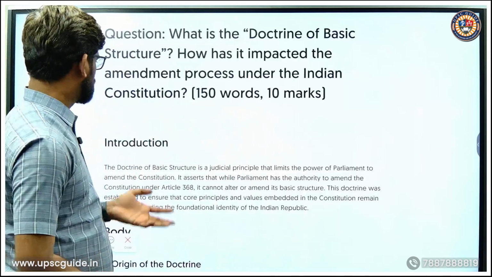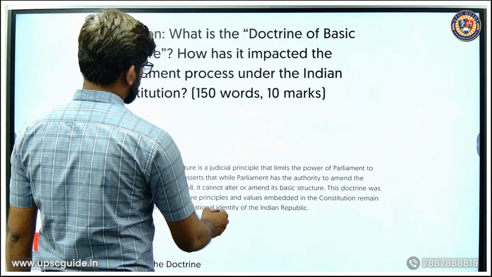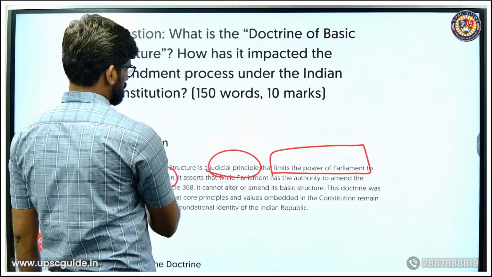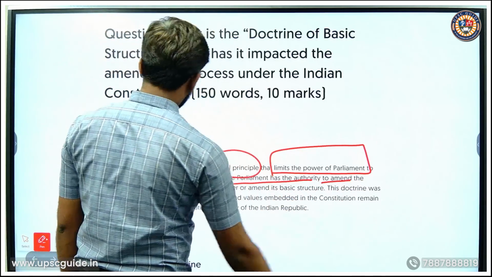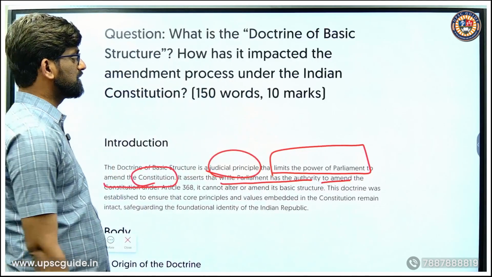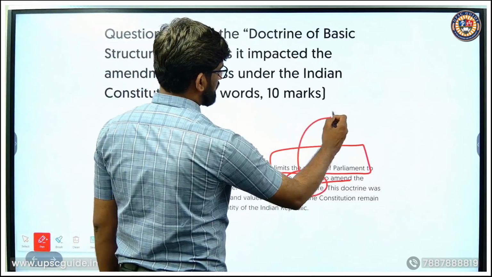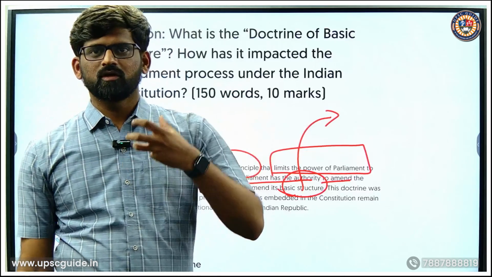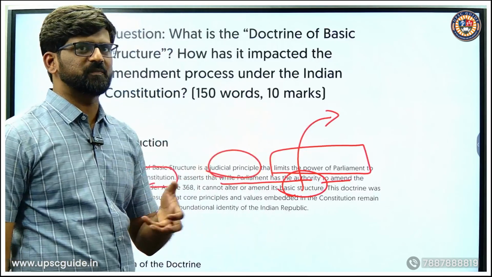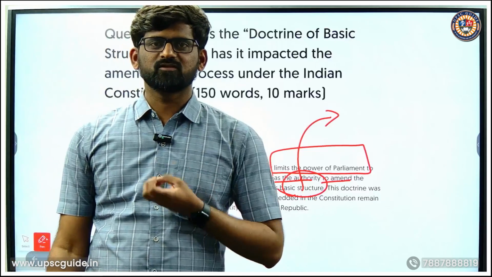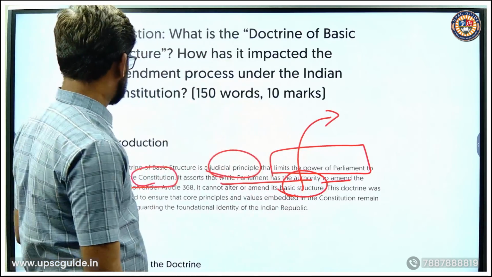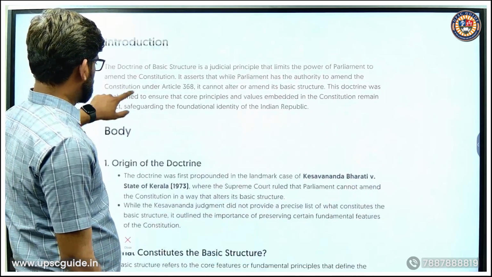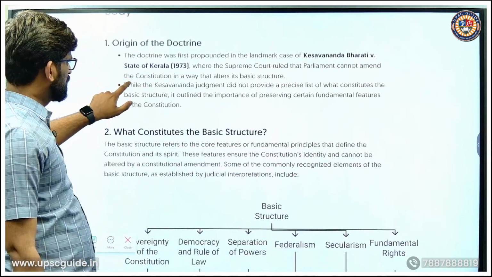Okay, so in the introduction, what we can write is, the doctrine of basic structure is a judicial principle that limits the power of Parliament to amend the Constitution. It asserts that when Parliament has the authority to amend the Constitution, it cannot alter the basic structure or the fundamental principle. It cannot amend the heart, soul and spirit of the Indian Constitution. So you can amend it, but you cannot change the spirit of this Constitution, which represents the spirit of the country. That is the basic thing that you should have clarity about.